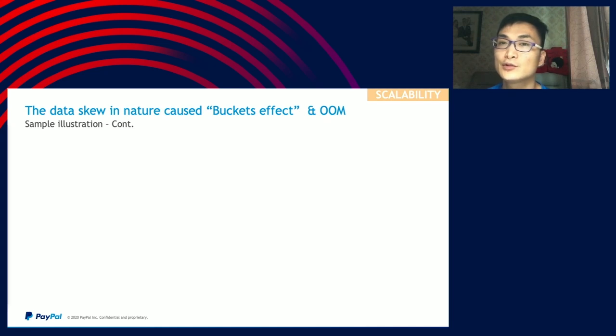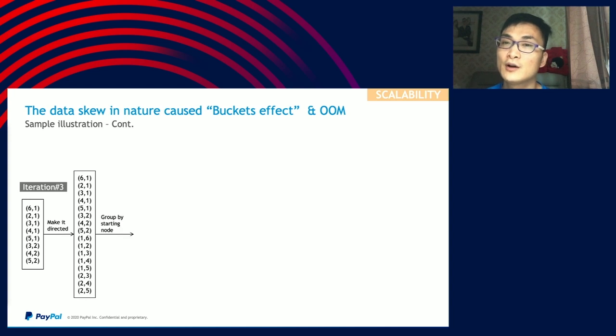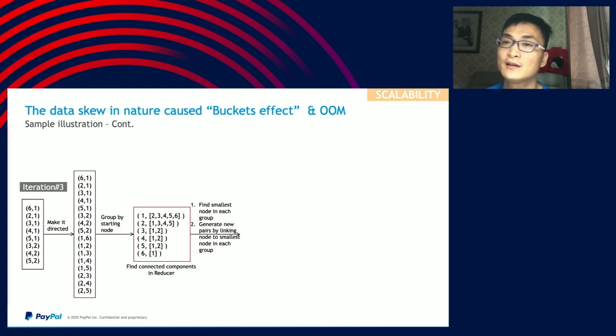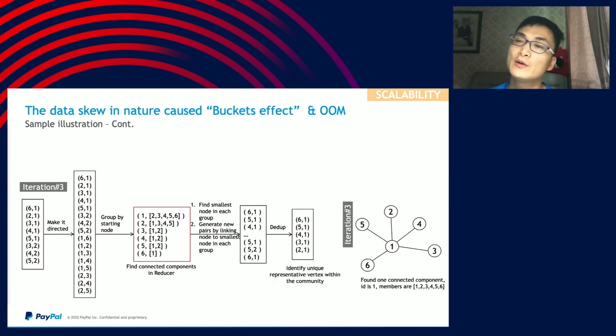Iteration 3. We will go through the same steps, and finally we will go through all the same steps and generate the new pairs. And finally, we will find one community here, where the representative node of this community is 1, and the members are 1, 2, 3, 4, 5, and 6. And then the algorithm will just finish. We've already found one connected component.